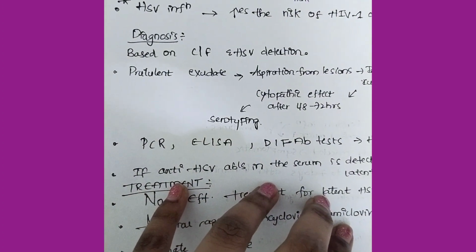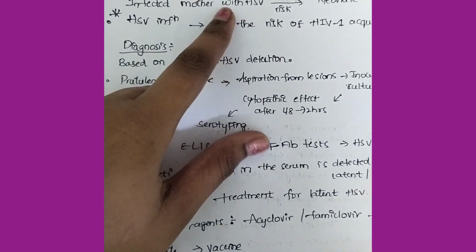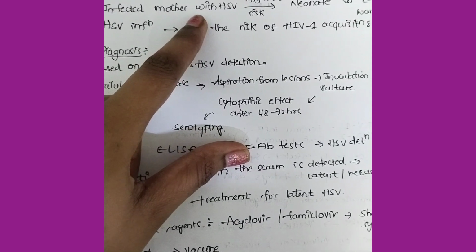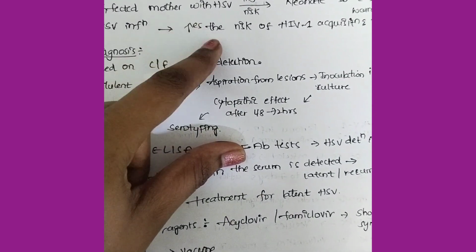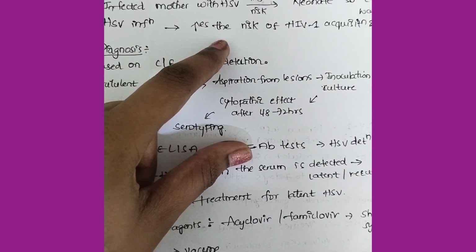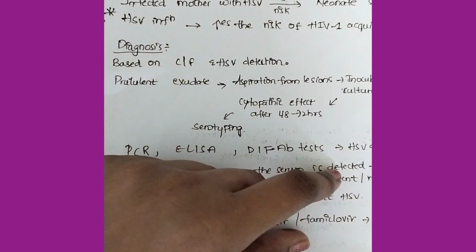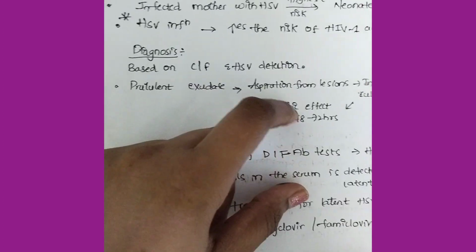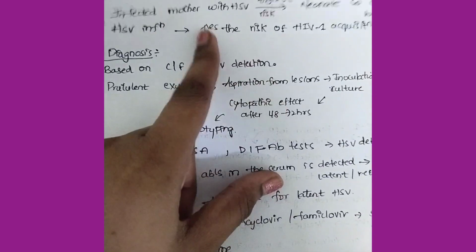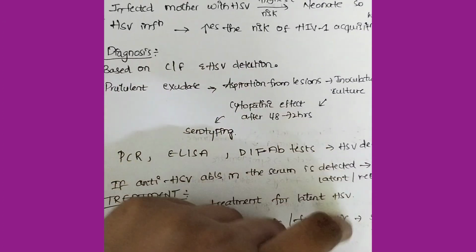If the mother is infected with HSV, neonatal transmission is very common, and neonates are at highest risk. So normal vaginal delivery can't be done, and a C-section is warranted in these conditions to protect the neonate. Active HSV infection also increases the risk of HIV acquisition and transmission.